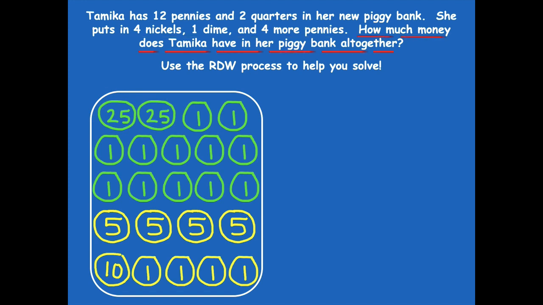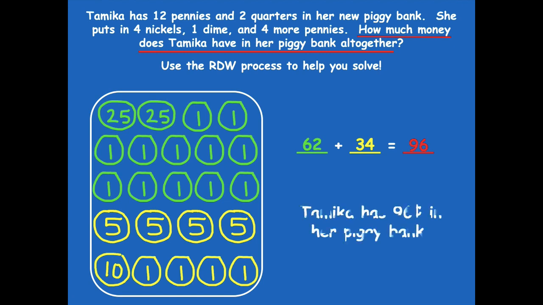So now let's see. How much money does Tamika have in her piggy bank altogether? Did we solve that problem yet? Nope, not yet. So I decided to color code my picture or my number sentence. So we started with 62 cents, right? That's 2 quarters and 12 pennies. And then when I added what's in yellow, which is 4 nickels, 1 dime, and 4 pennies, that's 34 cents. So when I add 62 plus 34, I get 96. So that answers my question. And to write it in a statement would be Tamika has 96 cents in her piggy bank.